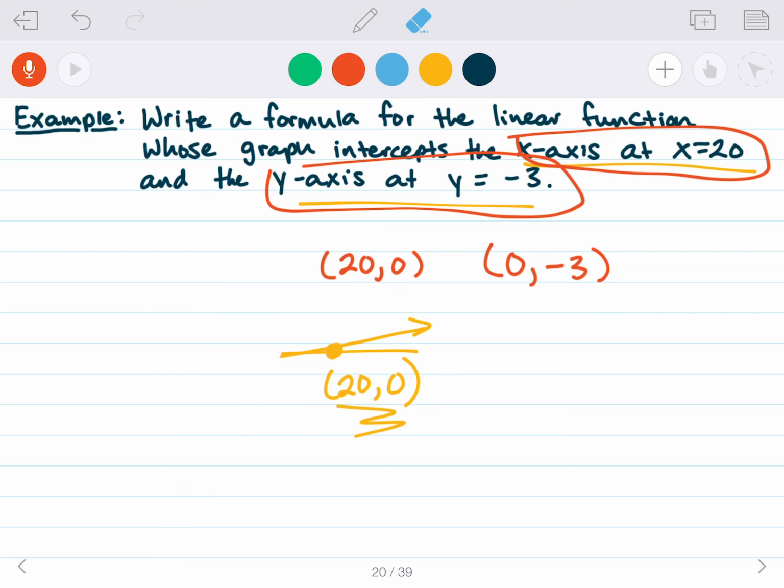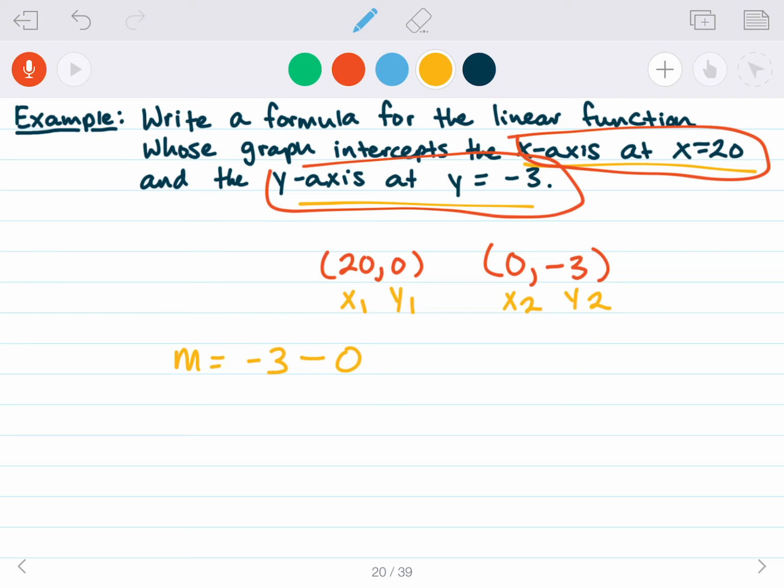Again, we're trying to find m and we're trying to find b so that we can write this in y equals mx plus b form. So I know how to find the slope. I can call this point 1, x1, y1, and I can call this point 2, x2, y2. So again, my slope is going to be y2, which is -3, minus y1, which is 0, divided by x2, which is 0, minus x1, which is 20. Okay? So then I do this. -3 minus 0 is -3. 0 minus 20 is -20. And those double negatives make a positive to give us a slope of 3/20. So this is m.